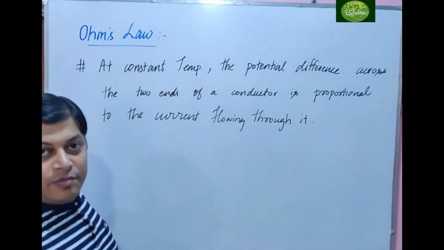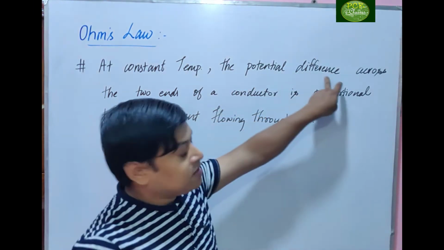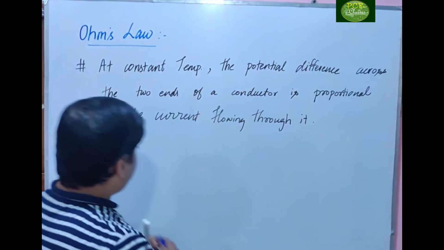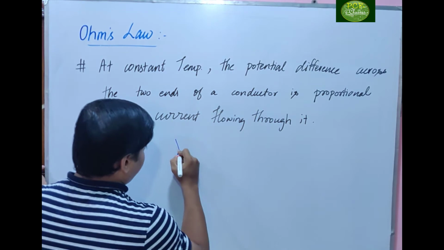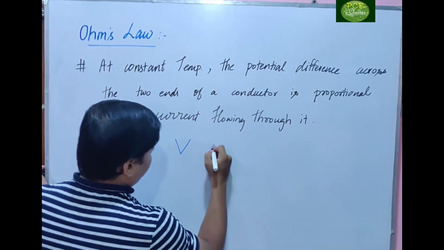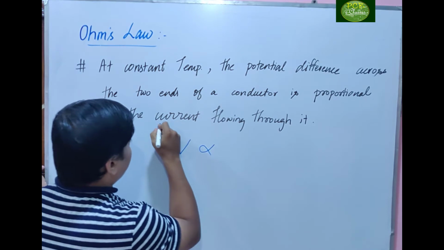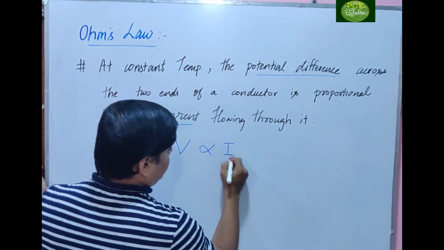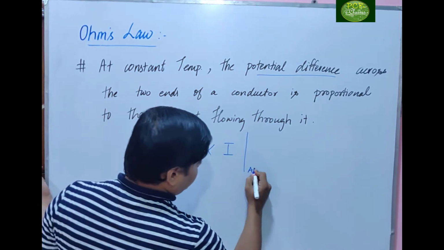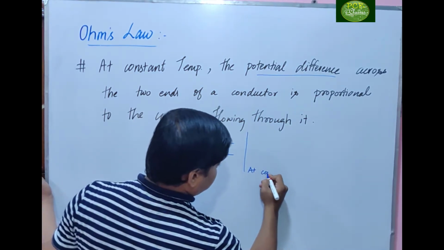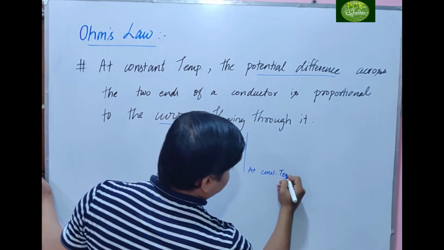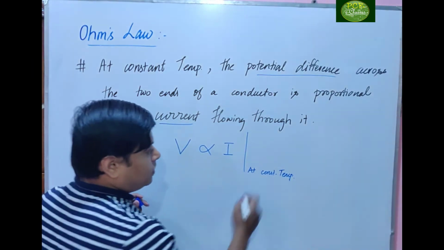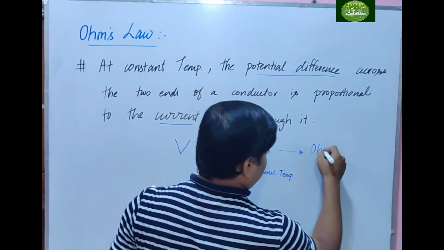Fine. At constant temperature, the potential difference, denoted as V, is proportional to the current flowing through it. What is the condition? At constant temperature. This is said to be Ohm's law.